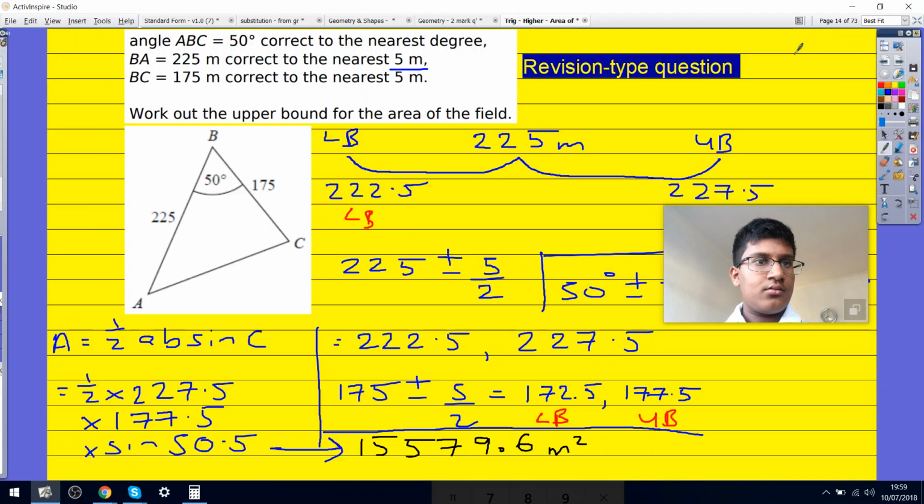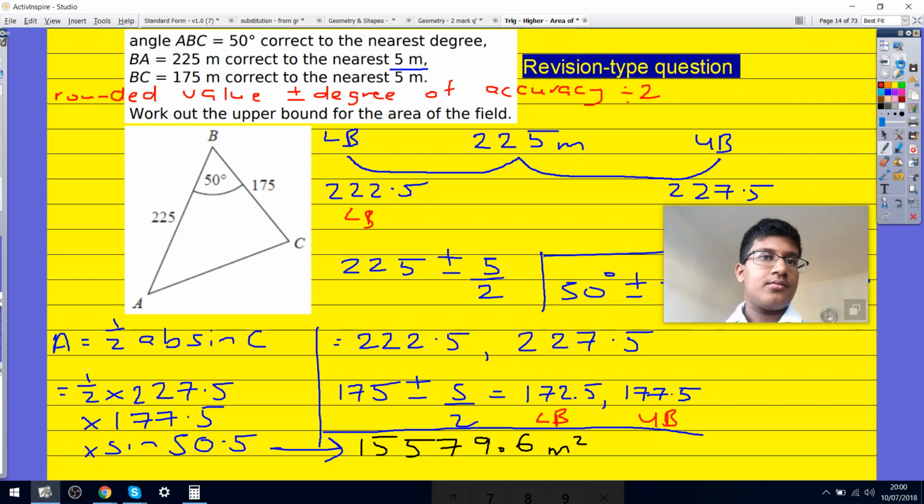So how do you find the upper and lower bound of a measurement? Basically, you have the upper bound is half of the degree of accuracy, so correct to the nearest number. So it's 5 there. So we'd have to find half of that number. So we'd have 2.5 there, and just add that to our original value for the upper bound, and then minus that from the original value for the lower bound. That's it. So I'm just going to boil that down to the rounded value plus or minus the degree of accuracy divided by 2. I'll give you the lower bound and the upper bound.